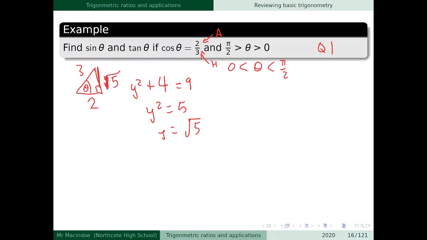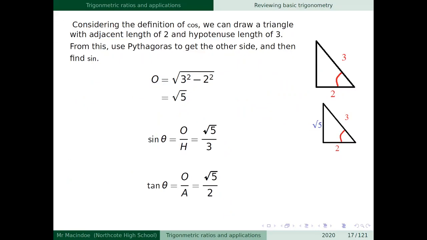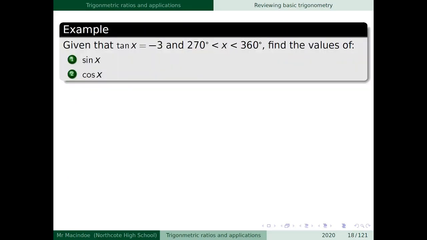And so sine of theta is opposite over hypotenuse, so it'd be root 5 over 3. And tan theta is opposite over adjacent, so we've got root 5 on 2. They're both going to be positive because we're in Q1, quadrant 1. Yeah, so that should be our answer. There we go. All right, we've got another one, probably a more challenging one, I suspect.